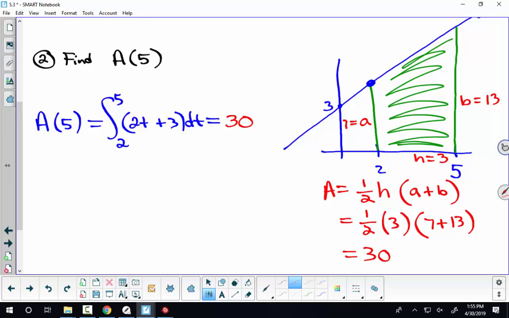We could evaluate that the long way, like we did at the end of 5.2, and come up with the same result. It's just that the process is a little bit more involved. So often it's helpful to think about what kind of region you have when you're given an integral like this, especially since we don't have any other techniques outside of geometry and the definition to evaluate. Okay, any questions on part 2?